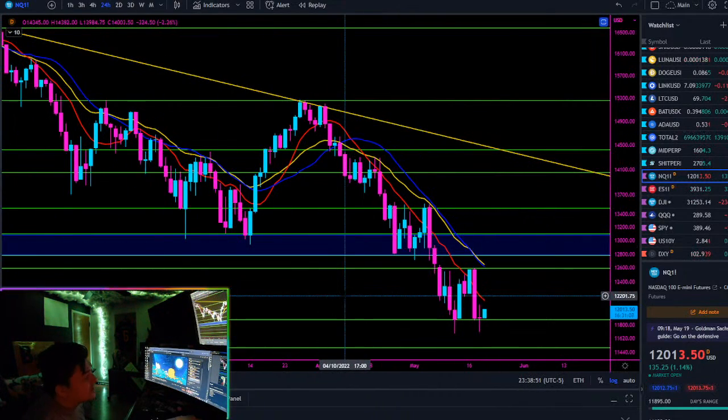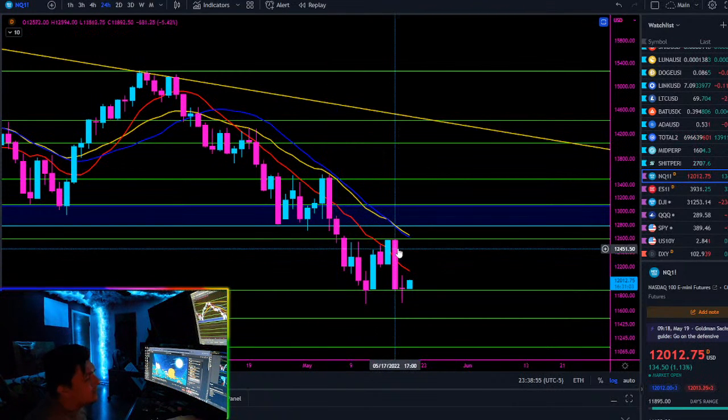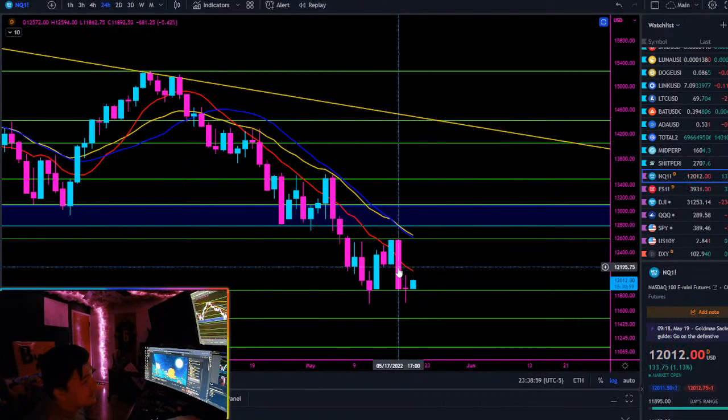NASDAQ consolidating. I didn't want to say I told you, but I kind of told you. Very, very obvious sideways motion right now.